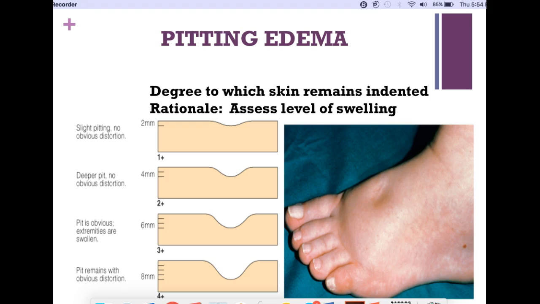So the way that we measure pitting edema is you actually have a little measuring device, a little tape measure. 2 millimeters is considered 1+, and you would just actually measure the depth of that indentation. 4 millimeters goes a little deeper, and that's considered 2+. 6 millimeters is 3+, and 8 millimeters is 4+. So that would be severe pitting edema. And we can assess that and compare to a previous assessment to see if it's getting better or if it's getting worse.